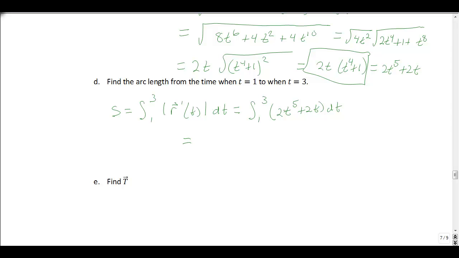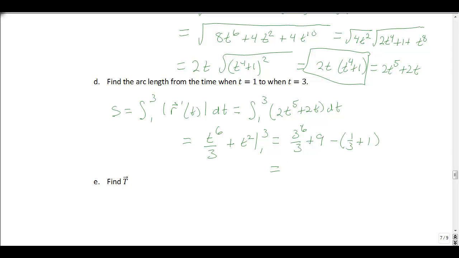And so what we get, let's see, 2t to the 5th, when you integrate, you get t to the 6th over 6. So that's t to the 6th over 3, the 2 will cancel the 6, plus the integral of 2t is t squared, from 1 to 3. So we get 3 to the 6th over 3, plus 3 squared is 9, minus, when you plug in 1, you get 1/3 plus 1.